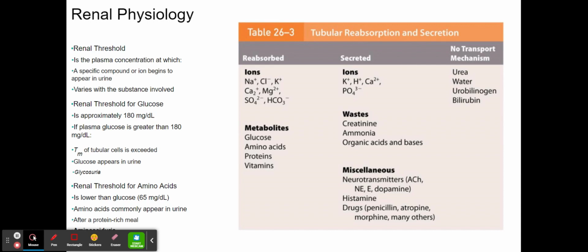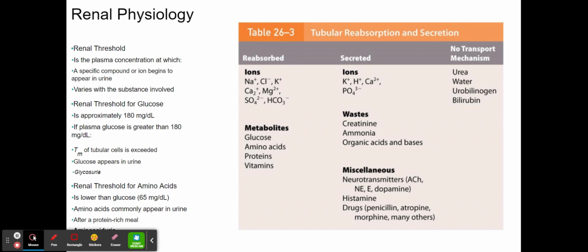If you've ever eaten a meal rich in carbohydrates, your plasma glucose levels may exceed the T sub m for a brief time. The liver quickly lowers circulating glucose levels, and very little glucose is lost in your urine. However, chronically increased plasma and urinary glucose concentrations are abnormal. Glycosuria is one of the key signs of diabetes mellitus. The renal threshold for amino acids is lower than that for glucose. Amino acids appear in the urine when plasma concentrations exceed 65 milligrams per deciliter.